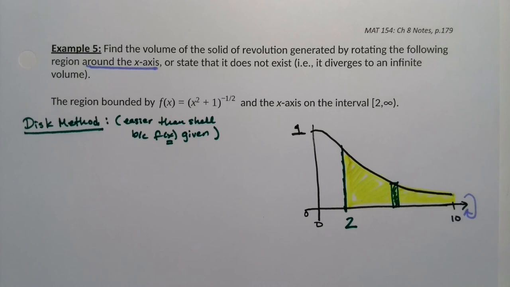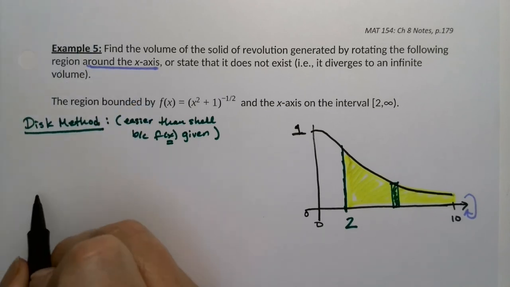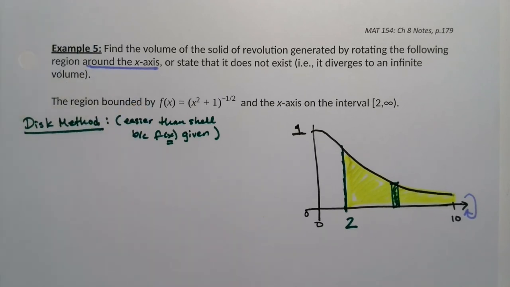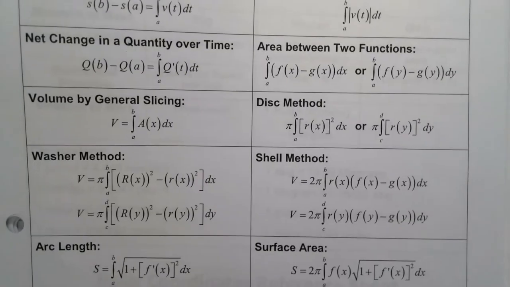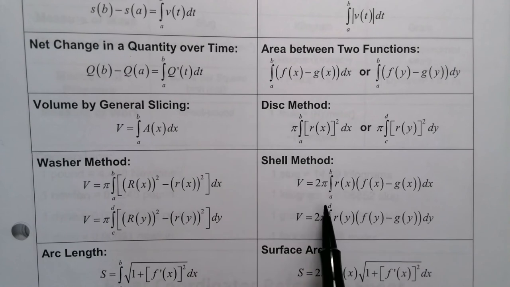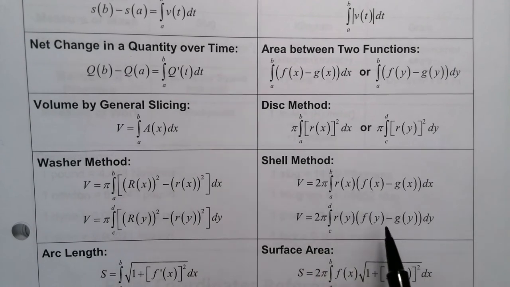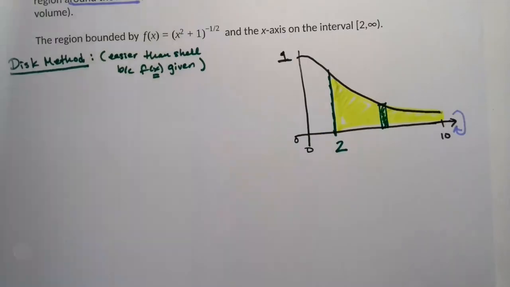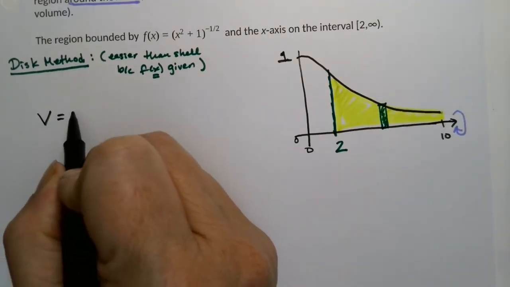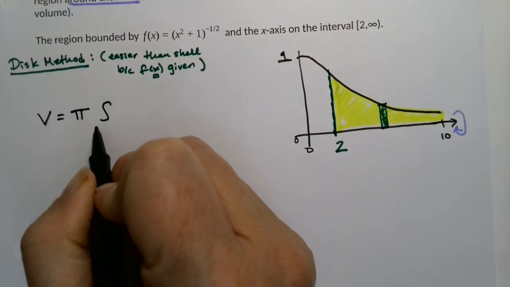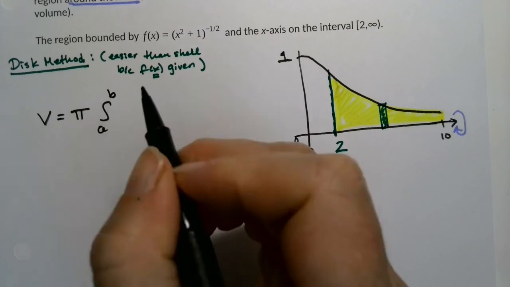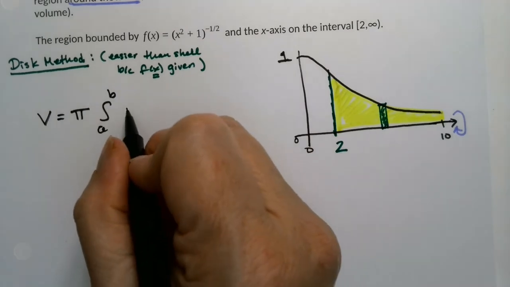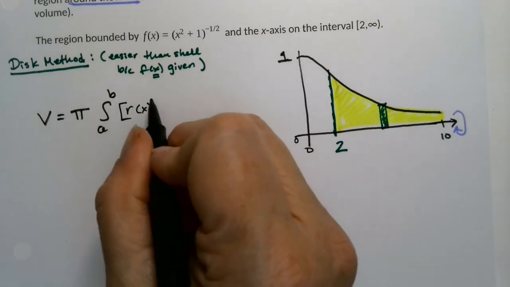All right, so the shell method, or excuse me, the disk method. I just said it wrong. The disk method, let's pull out your note sheet because you don't have to memorize it. You just have to be able to use it. Shell method would be in terms of y. Disk method, we're using that one. That seems easy. So the volume is equal to pi integral from a to b of r of x squared.